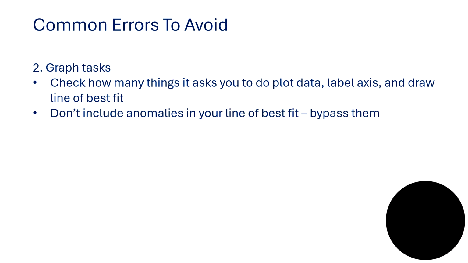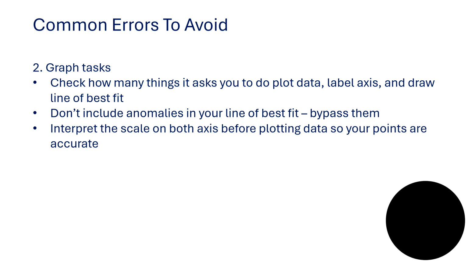Once you've plotted your points, don't include any anomalies that stand out from your line of best fit. Bypass them. Don't do a little mountain or molehill to incorporate them. It should be a straight line of best fit.